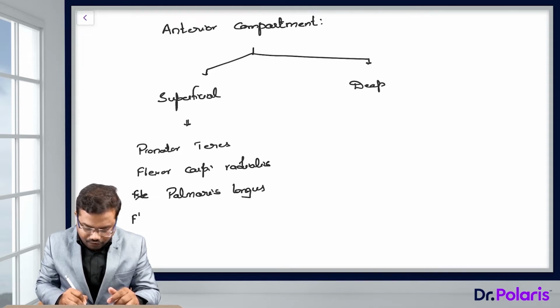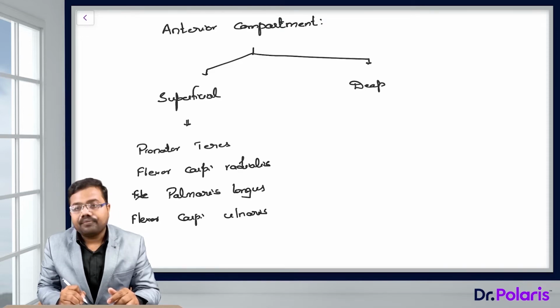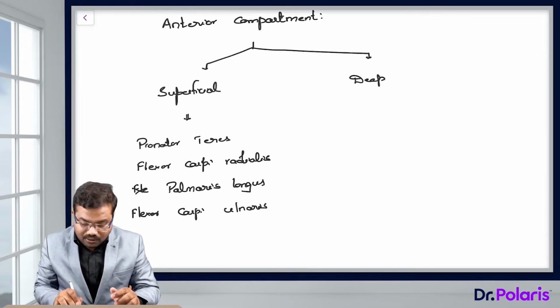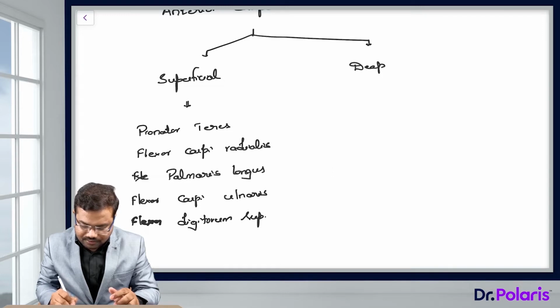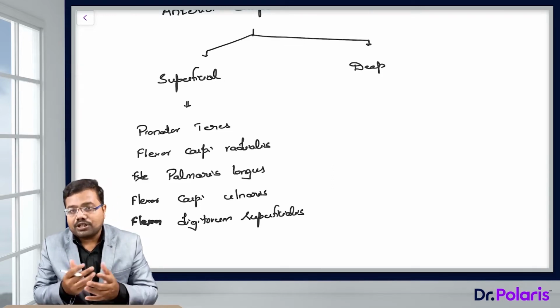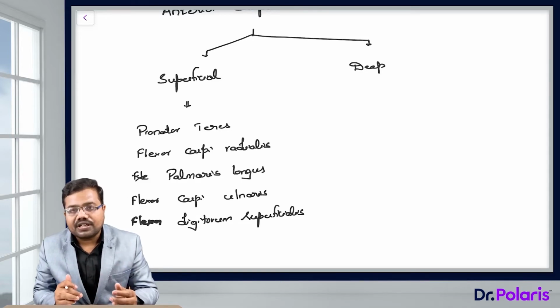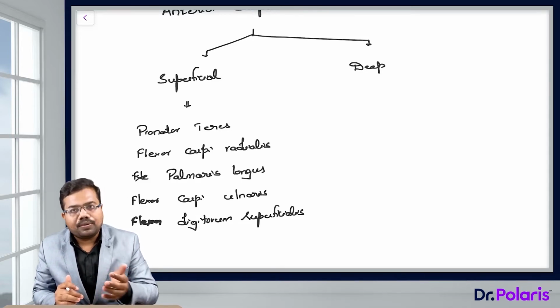Then is Flexor Carpi Ulnaris, which is present towards the ulnar side. There is one more muscle that is called Flexor Digitorum Superficialis. That means it supplies the digits and is present on the superficial side. That's why it's called Digitorum Superficialis.